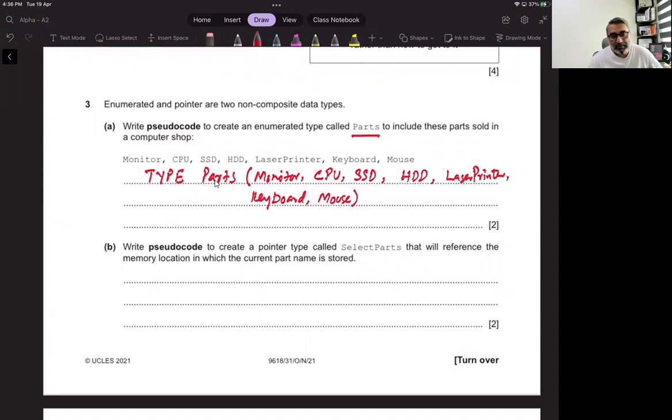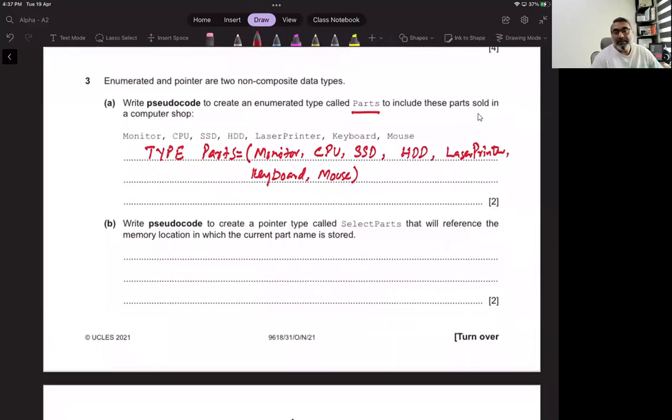No. Yes, at most you can do that, you can put an equal to. Okay, that's it. Enum is in Visual Basic, my dear.